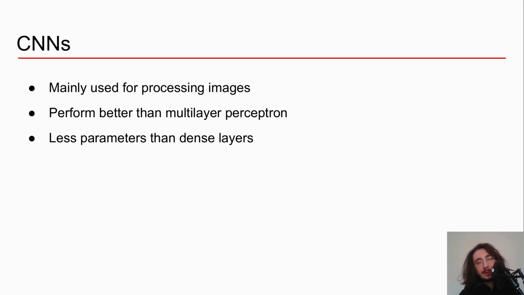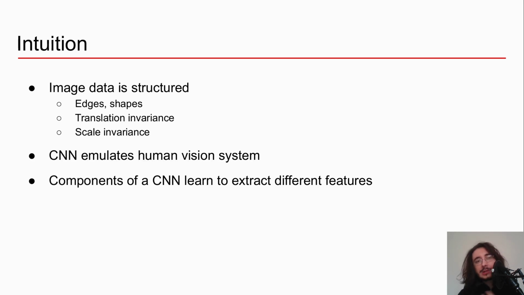But now you may be wondering, why is that the case? Well, it turns out that image data is somehow structured. The pixels are not just randomly positioned in an image, but usually there are certain emergent structures. So for example, you have structures like edges, shapes, you have invariance to translation, you have scale invariance. For example, a square remains a square regardless of how big the square is, right?